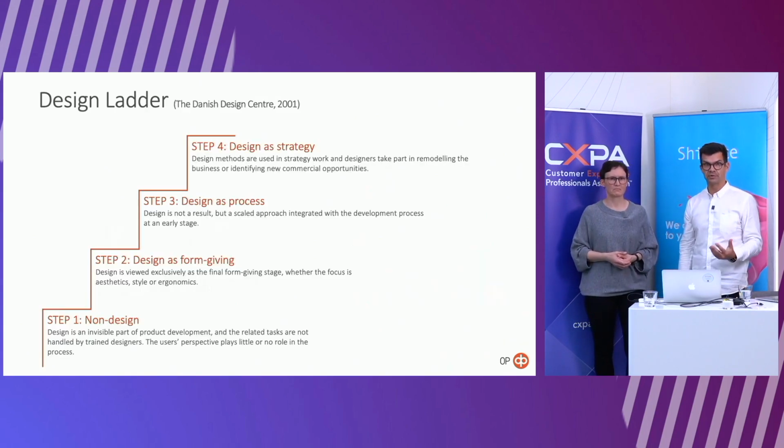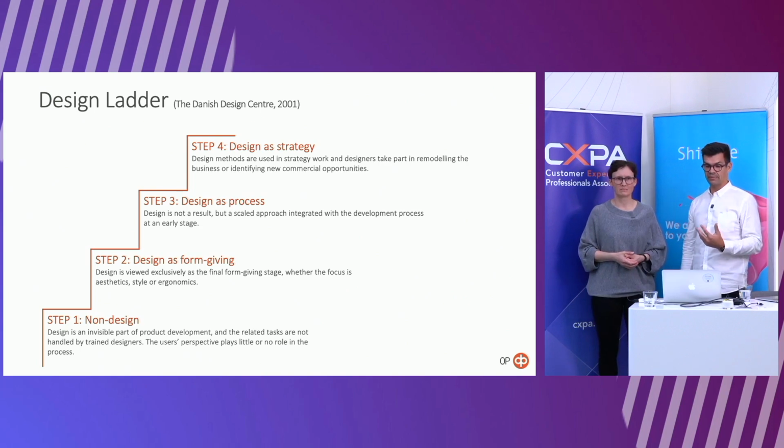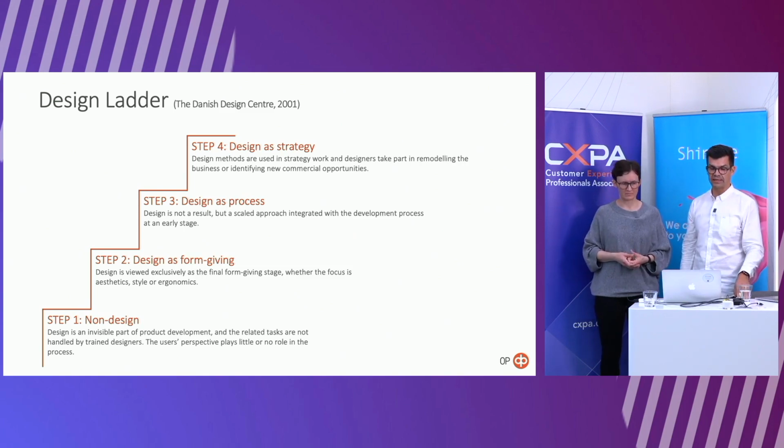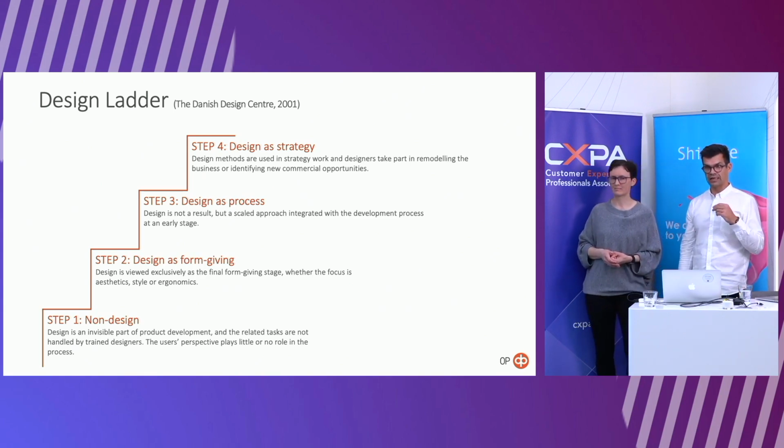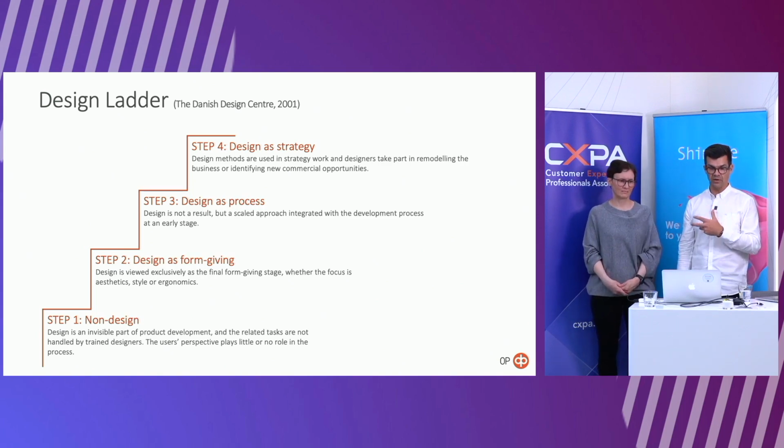And stepping up to the final step number 4, which in this model is design as a strategy, which means that design methods are used in strategy work, and designers take part in remodeling the business or identifying the commercial opportunities. So design is not about facilitating things or getting involved in some part of the process, but it actually is an integral part of everything that the company does.